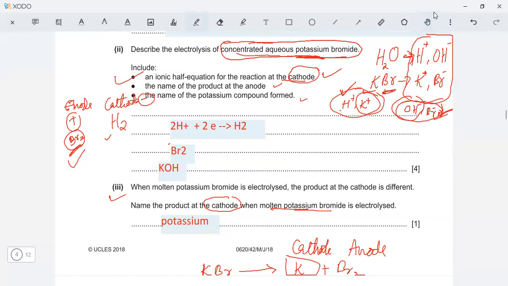And potassium bromide will produce K plus ion and Br minus ion. So there are going to be four different types of ion present: two cations and two anions. The cations are hydrogen plus and potassium plus, whereas the anions are hydroxide, OH minus, and Br minus.